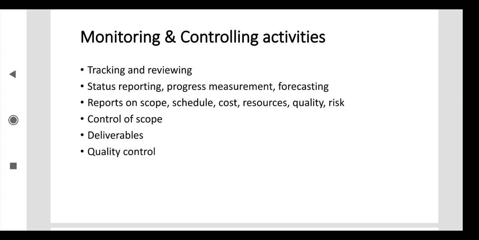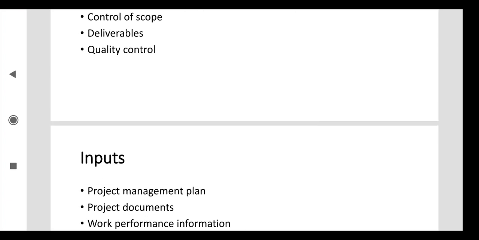Then control the scope, the outcome of the project we have to give. That is the use of the control of the scope. Next is deliverables related to the project. What are the end user deliverables we have to give. Then the last one, quality. We have to maintain the quality of the project, with accuracy.